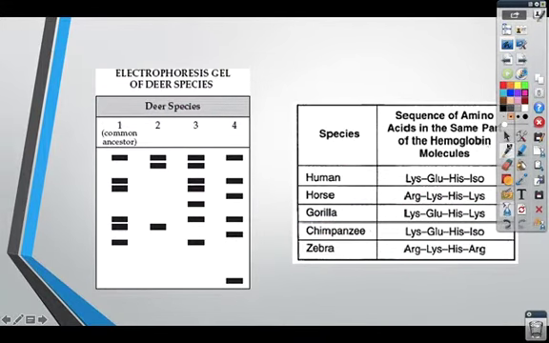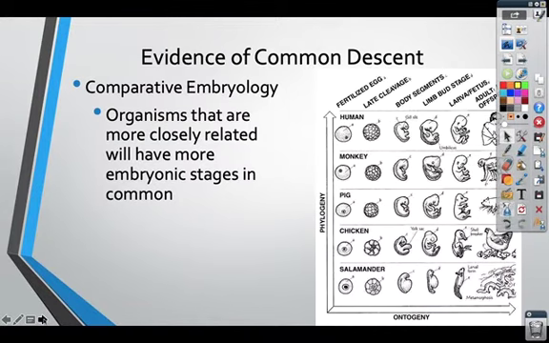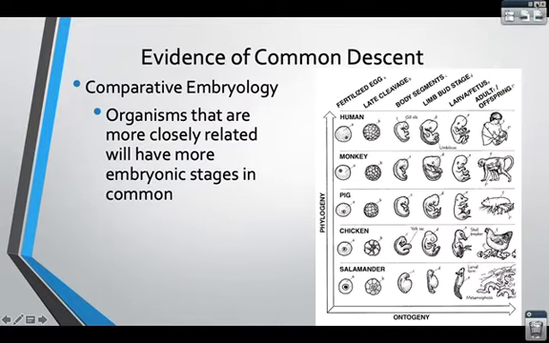Our fourth line of evidence for common descent comes from comparative embryology. Now, comparative embryology, we're looking at the developmental stages of an organism as it's fertilized, goes from a fertilized egg or zygote all the way up to the fetus, which is when it starts to look like what it's going to be.